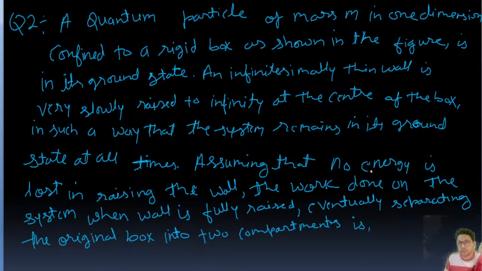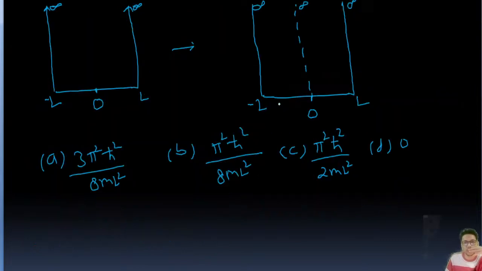Next, assuming that no energy is lost in raising the wall, we need to find out the work done on the system when the wall is fully raised, eventually separating the original box into two compartments. The wall is completely raised to infinity, separating the box into two equal compartments. So we need to find the work done.